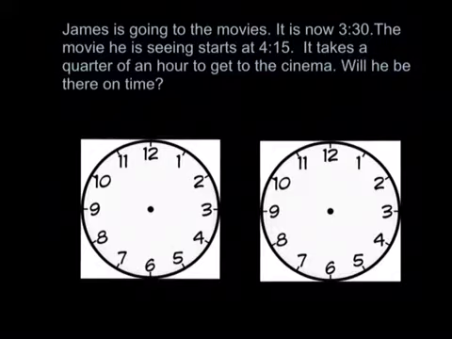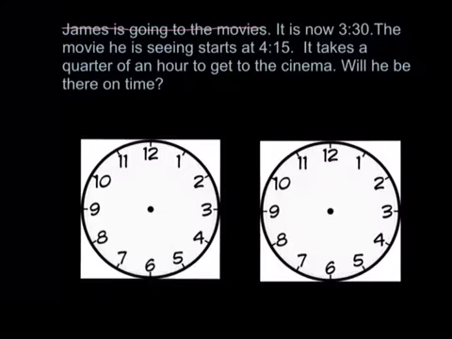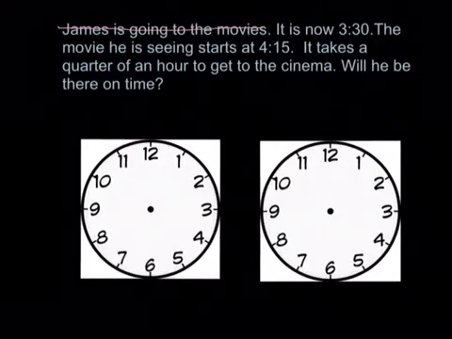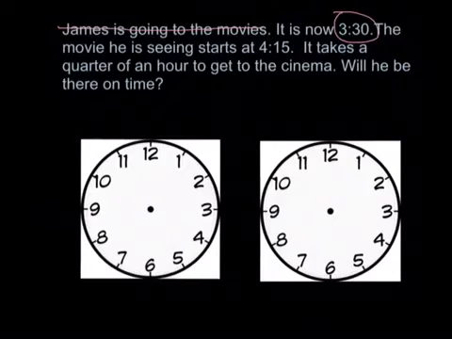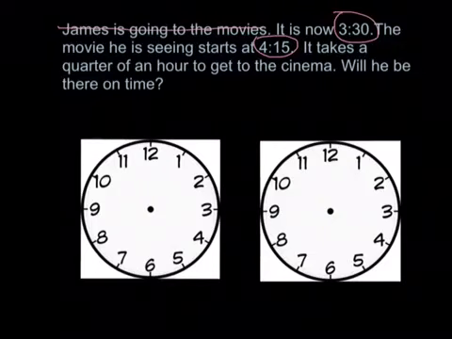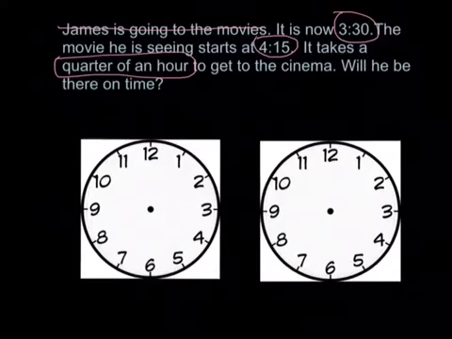So the times that are included in here are really important. I don't think it really matters that he's going to the movies. That's not going to affect our answer. It is now 3:30. Definitely 3:30 is some key information. The movie he is seeing starts at 4:15. Again, 4:15 is really important information to solving this problem. It takes a quarter of an hour to get to the cinema. So this quarter of an hour is also really important. This is the information we need to use to figure out our answer.